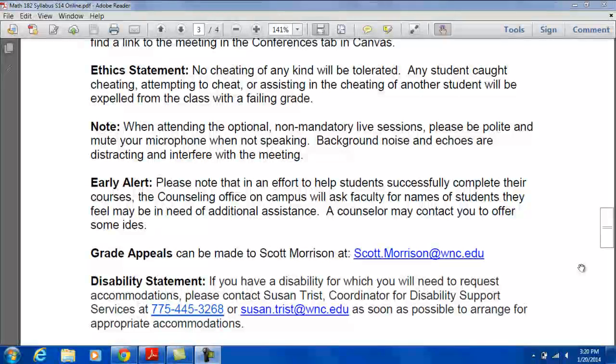No cheating of any kind is tolerated. Any student caught cheating, attempting to cheat, or assisting in the cheating of another student will be expelled from the class with a failing grade. It really gets frustrating when I see a person's test having the wrong answer and then their friend has the same wrong answer. It's very suspicious. Let's not do that.